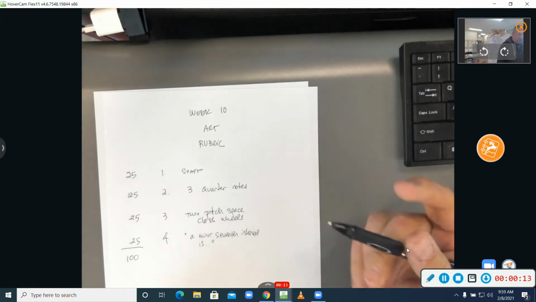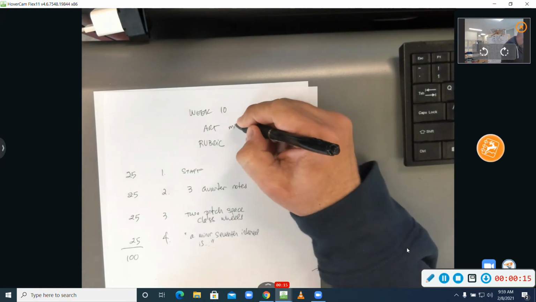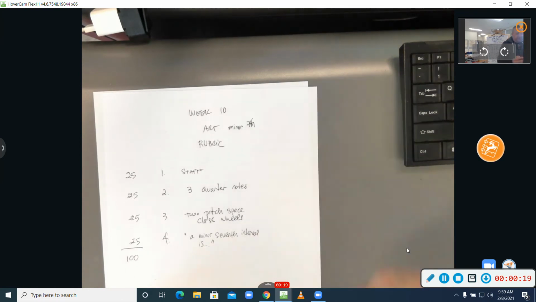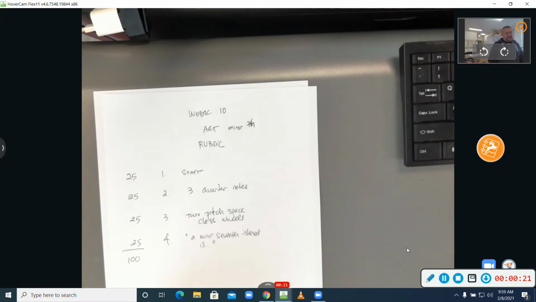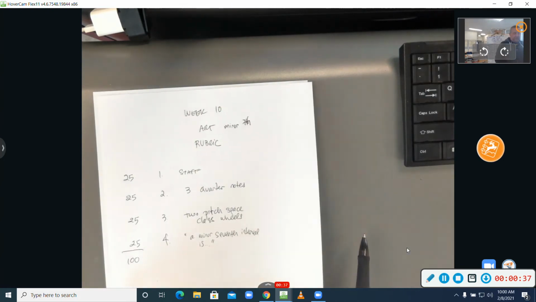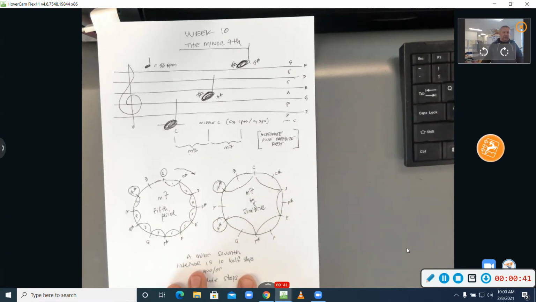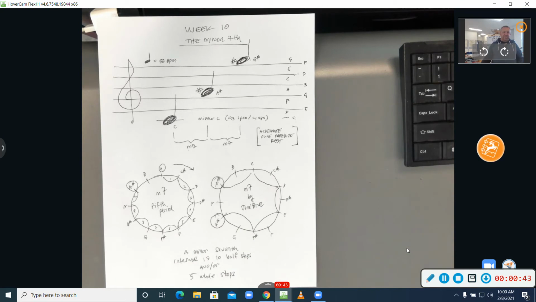So week 10, art, and this is the minor seventh. You need to have a staff, 3 quarter notes, 2 pitch space class wheels, and the statement a minor seventh interval is equal to, and we're going to go over those details. 4 criteria, 100 points again this week for art. Here is what the finished art should look like when you are done. Again, week 10, the minor seventh.